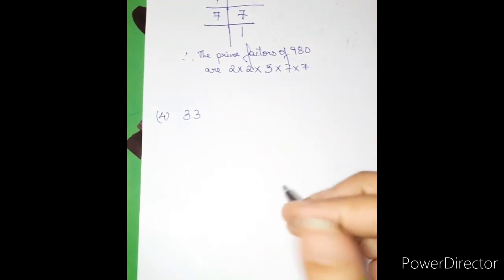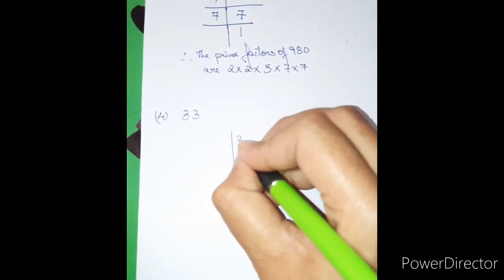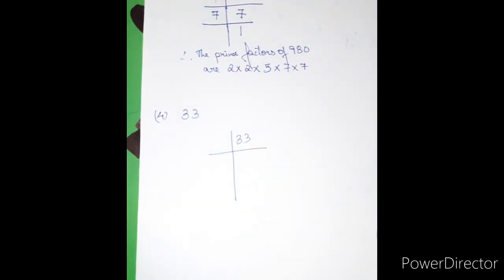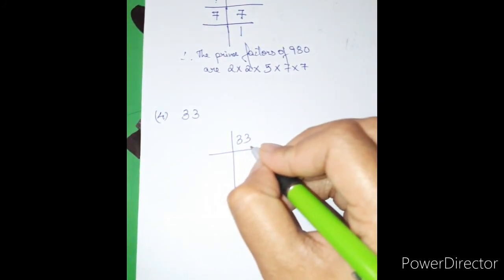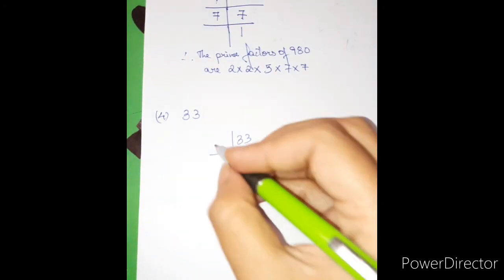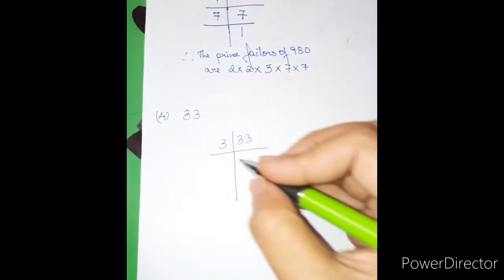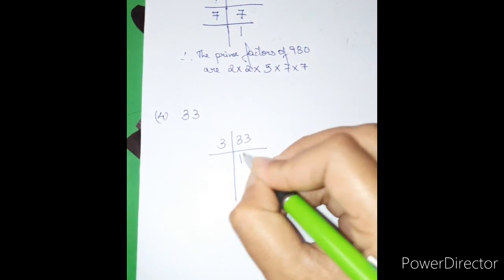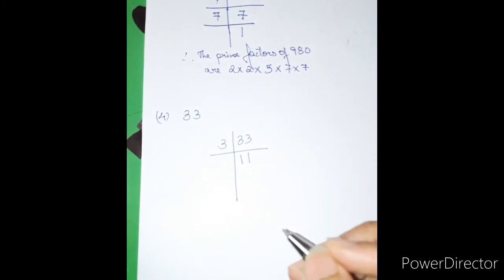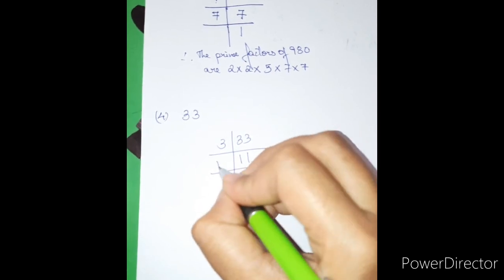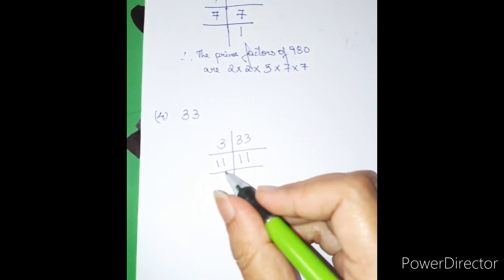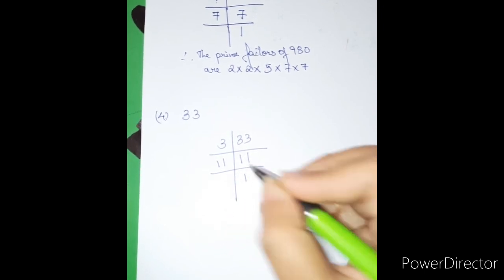The number given to us is 33. So let's do the prime factorization for 33. 33 is an odd number. Okay, because 3 is odd, I can take the table of 3 here directly. 3 1s are 3, 3 1s are 3. Okay, now I have 11. 11 can go directly with the table of 11 because 11 is also a prime number. So 11 1s are 11.